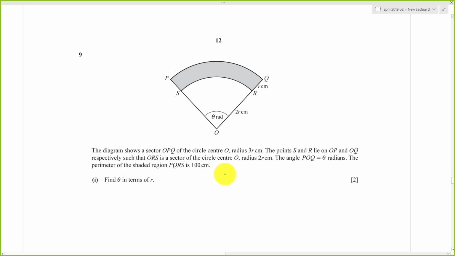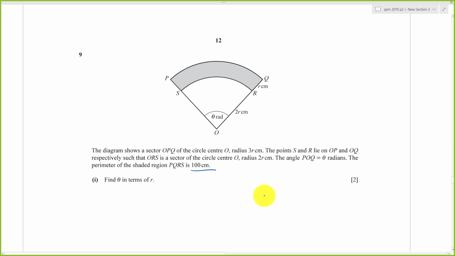And the perimeter they give you for PQRS is 100. So where is PQRS? Basically, this is the perimeter of the shaded region, right? That means this one plus this one plus this one plus this one is 100. You get it, right? The perimeter of the shaded region is 100. So find theta in terms of r.